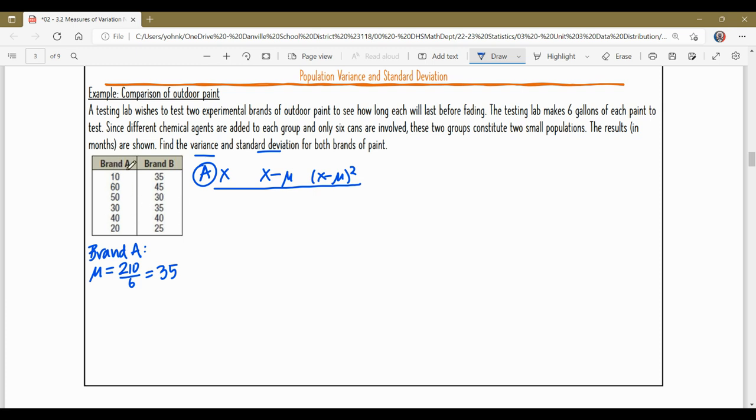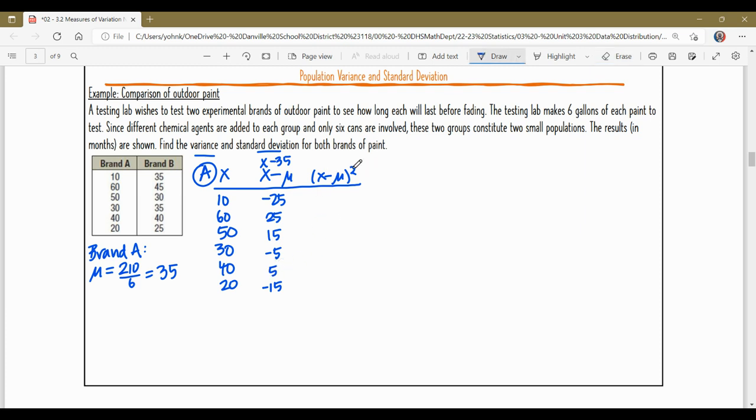In the X column go your data values, so 10, 60, 50, 30, 40, and 20. In the X minus mu column, you're going to take each of those X values and subtract the mu, which in this case is 35. So this is really the X minus 35 column. So 10 minus 35 is negative 25. 60 minus 35 is a regular 25. 50 minus 35 is 15. 30 minus 35 is negative 5. 40 minus 35 is 5. 20 minus 35 is negative 15. I said 5 and wrote 3 for this one. My apologies.